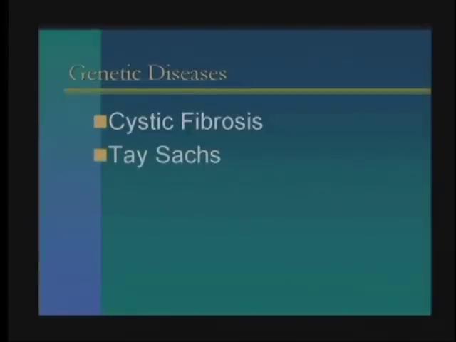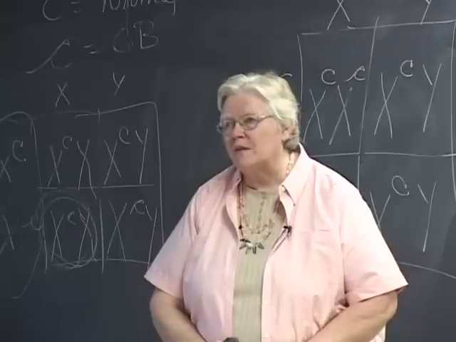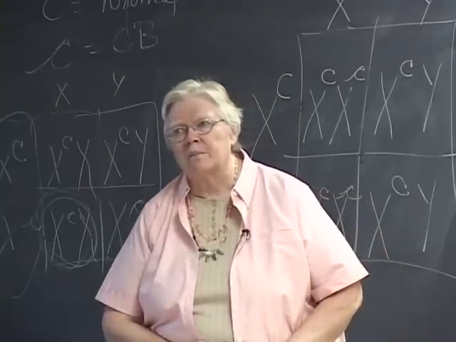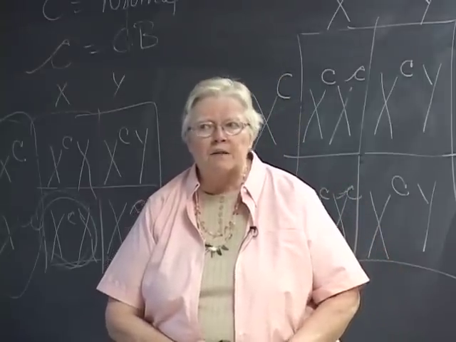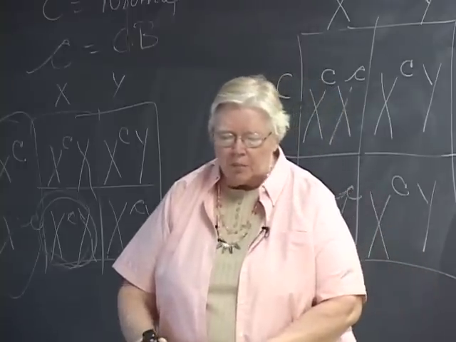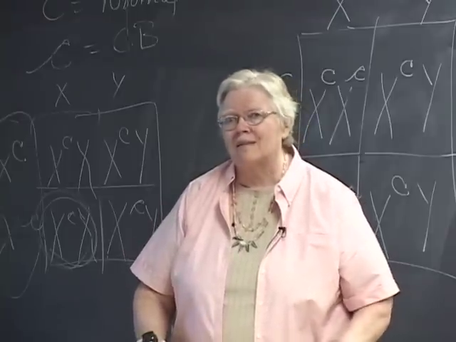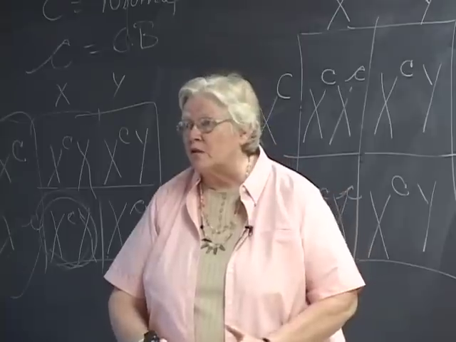Tay-Sachs is also a recessive gene. This is a very nasty disease. Life expectancy is about 3 years. Because of a mutation, they cannot make an enzyme that is needed to break down a lipid that is found in the nervous system. As a result of this, there's a lot of damage to the nervous system. And so what will happen is a child with Tay-Sachs will probably develop normally until they're about 6 months old, and then they will start to regress.